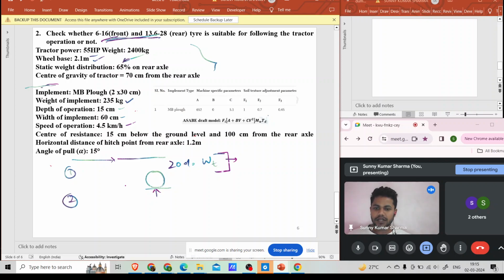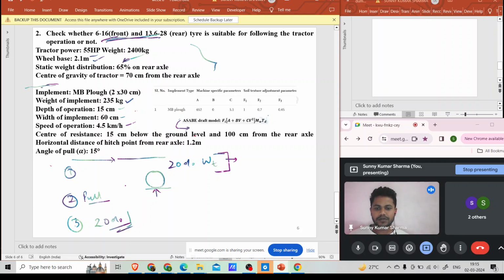Second thing is that you have to calculate overall pull. This pull should match the draft requirement which you will calculate from the ASAB draft equation. And the third thing is that from the calculation you have to go up to 20% slip. Up to 20%, your draft coming should be under the ASAB draft equation.